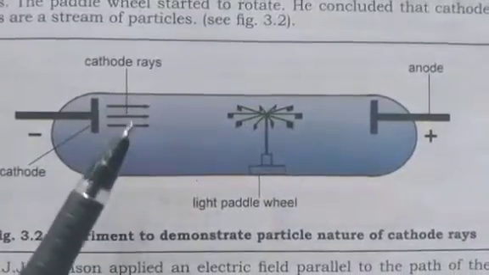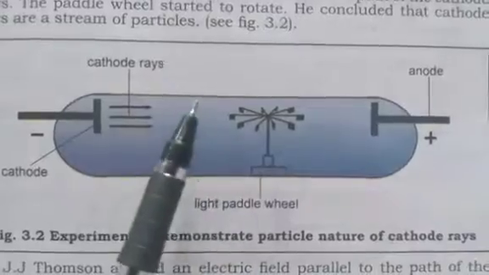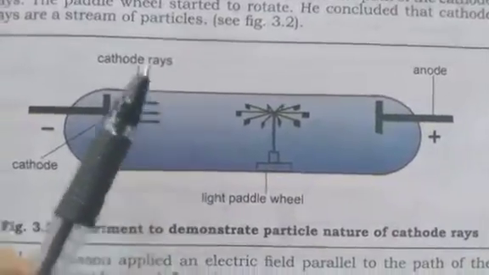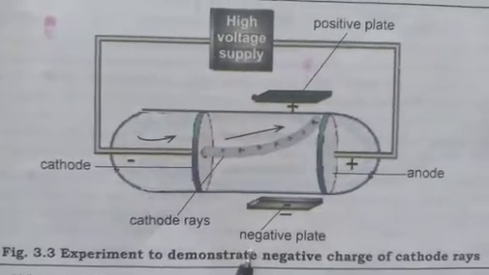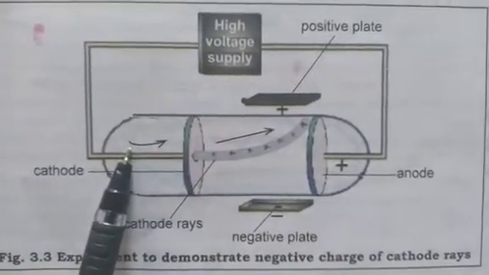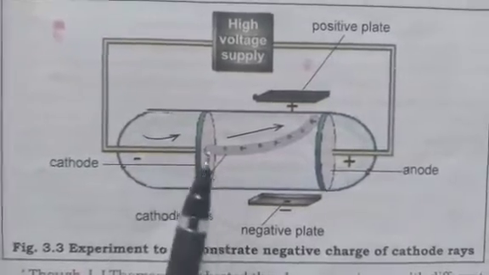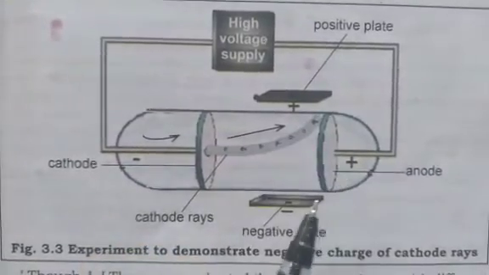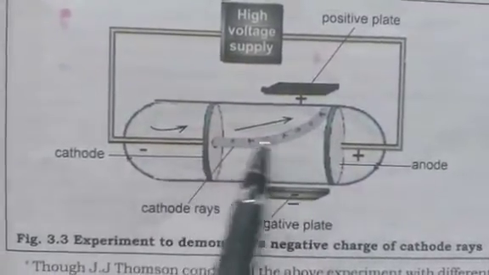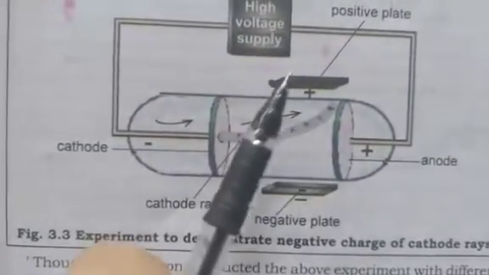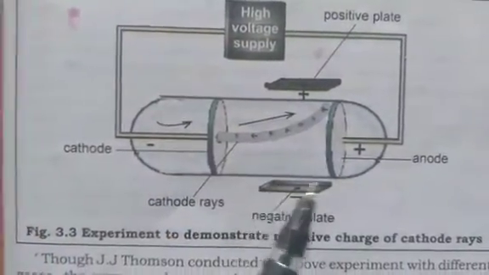This is an experiment to demonstrate the particle nature of cathode rays. J.J. Thomson next experimented to demonstrate that cathode rays have a negative charge. He applied an electric field perpendicular to the path of the rays. This is the path of the rays, right? Parallel to this, he placed electric plates, a positive plate and a negative plate.